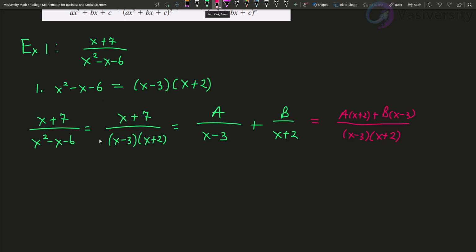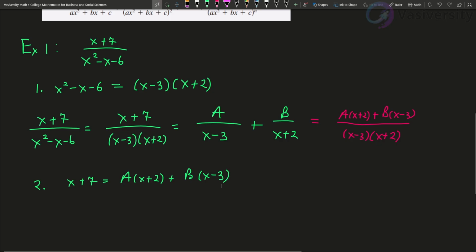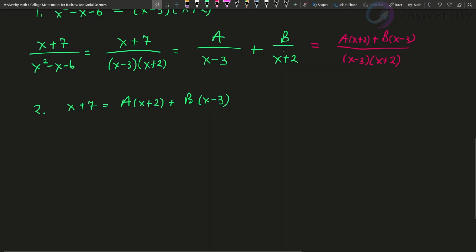We know that the denominators are the same across all of the fractions here. The only thing that's different is the numerator. So we have our step 2 here: x plus 7 is equal to A times x plus 2 plus B times x minus 3. Now we have to create 2 equations because we have 2 unknowns. Let's simplify the right-hand side. We have x plus 7 is equal to Ax plus 2A plus Bx minus 3B.